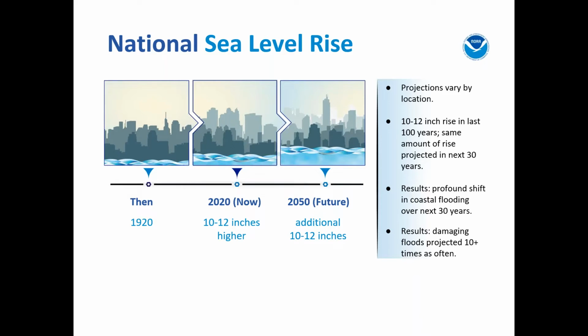So nationally, in the past 100 years, since about 1920, we've seen almost a foot of sea level rise, kind of average in the United States. And we're predicting through some of the new science that just came out in February, about another foot. So it's taken 100 years to have 1 foot of sea level rise. We're looking at, in the next 30 years, an additional foot, which is going to result in profound coastal flooding, profound shift, and damaging floods are going to probably happen 10 times more often.